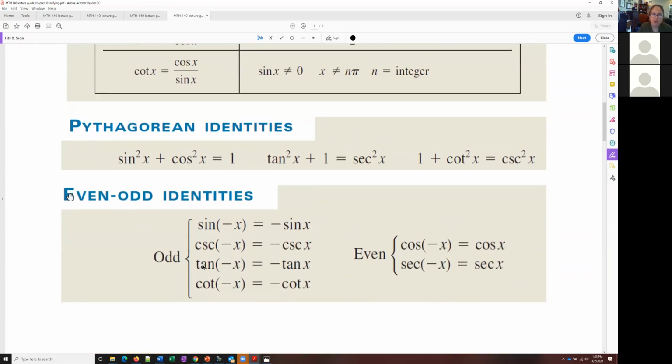Okay, and we know things about the functions being even and odd. We know that the sine of negative x is equal to minus the sine of x, and so on and so forth. No, you are not going to need to memorize these for the test. Good question. Any other questions? Okay.